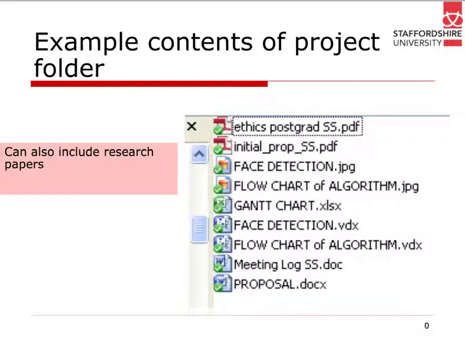This is an example of the contents of one student's folder. It has a copy of their ethics form, which has been scanned in and signed by myself, their initial proposal, an image that they've created, a flowchart of algorithms, a copy of the Gantt chart in Excel, some images, the meeting log, which is the record of what happens in the meeting and what the student needs to do for the next meeting, and also their actual proposal document. I can then open these documents, and using the reference feature of Word, I can make changes to these documents, and the students can see my reaction whilst I'm reading their work, and we can discuss why I'm making the comments that I'm making.